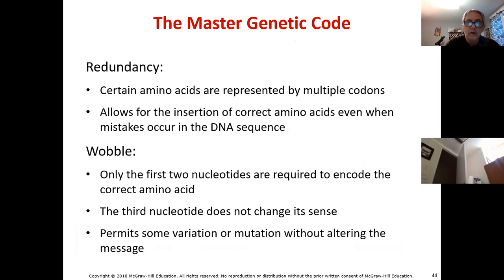So we mentioned there's redundancy. Certain amino acids are represented by multiple codons. It allows for the insertion of correct amino acids even when mistakes occur. We refer to that third position in the codon as the wobble. Only the first 2 nucleotides are actually required to code the correct amino acid. The third one does not change its sense. In other words, it still codes for the same amino acid. So this permits some variations due to mutation without actually altering the message.